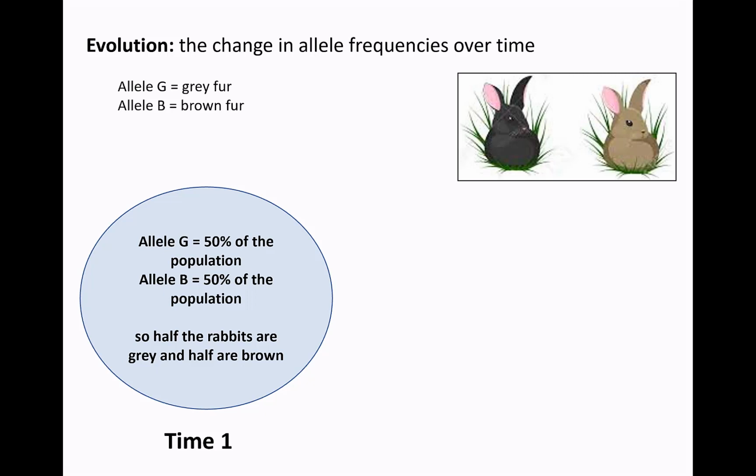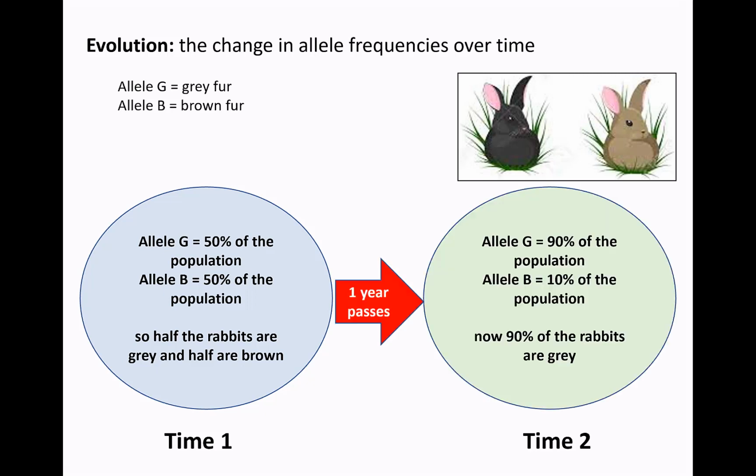Some time passes and we come back to the population and we notice a change. Now, 90% of the population of rabbits are gray and 10% are brown. The allele frequency for fur color has changed. Since fur color is genetically inherited, it's an example of evolution. Note that we don't know why fur color changed. In other words, we don't know what caused the change. We just know the fur color in the population changed.